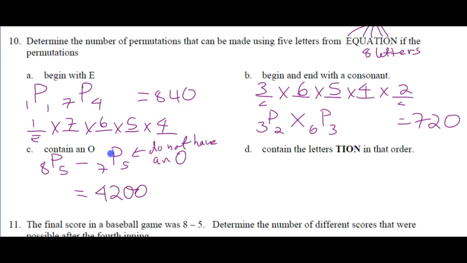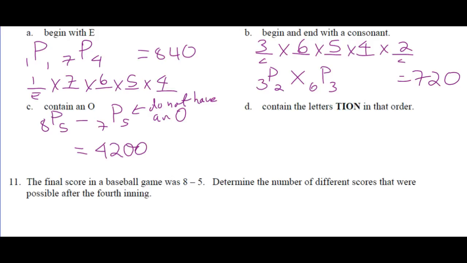So I did the ones that do contain an O, but that's not the same. Could you do the ones that contain an O? You could say, well, I want 1P1, okay, I want the O, and then I want 7P4. But that O can go in any one of the 5 places, so then we'll multiply by 5. So you could do 1P1, let's get the O, 7P4, let's get 4 letters from the remaining to build up the 5 letters, but then that O can go in any one of 5 places, so multiply by 5. Oh, yeah. Okay, it could go first or second or third or fourth.